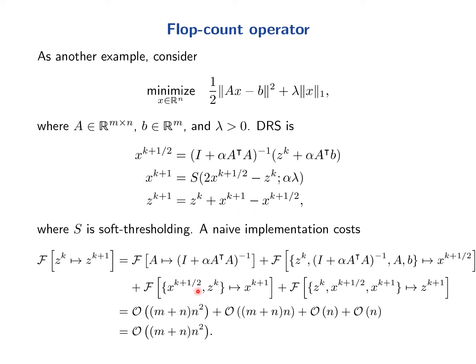The cost of the first step was already introduced in the previous slide. It's O((m plus n) squared). The cost of the second step is dominated by matrix vector multiplications, which is (m plus n) times n. The last two steps are easier. They cost O(n) each. So the dominating cost of this iteration is (m plus n) squared, dominated once again by the matrix inverse.